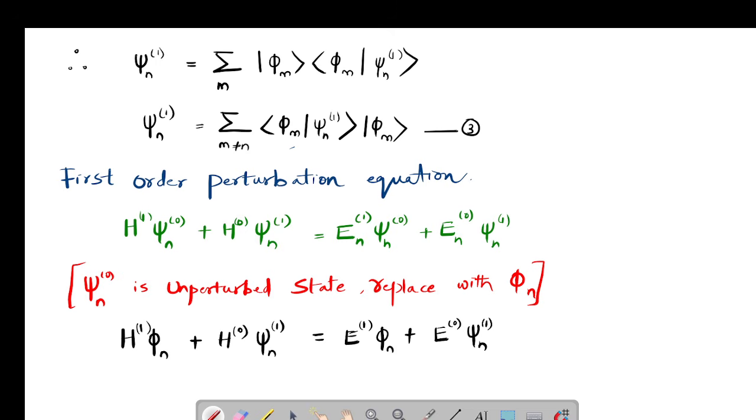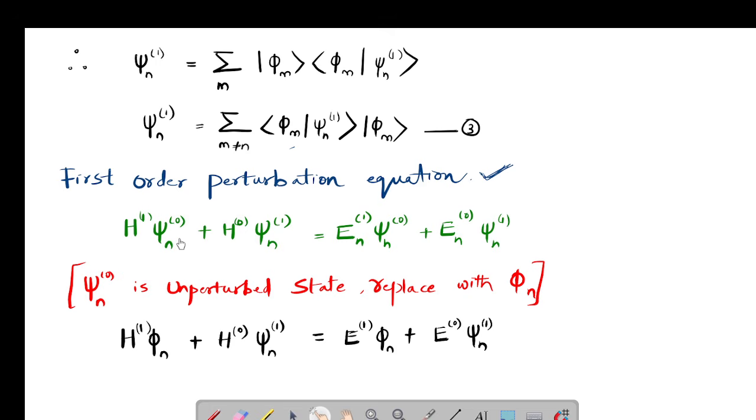Let us consider. Now what is our target? Our target is to find the first order correction to the wave function, right? So we need to write the first order perturbation equation first. So we are writing the first order perturbation equation. You can observe this is a perturbation equation, that is h power 1 psi n power 0 plus h power 0 psi n power 1, which is equal to en power 1 psi n power 0 plus en power 0 psi n power 1.